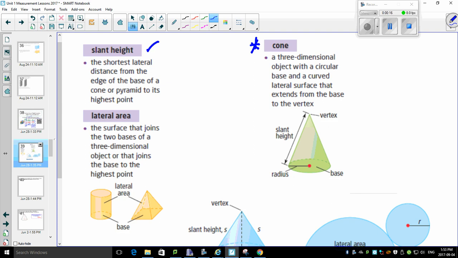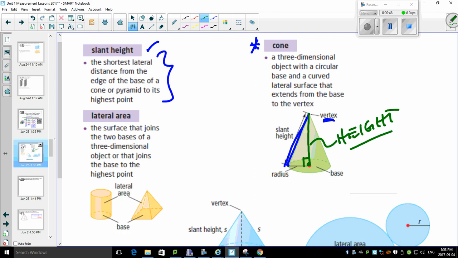And if you read this little thing, it says the shortest lateral distance from the edge of the base to the cone at the highest point. What does that mean? Basically, you're talking about being from the base here all the way up to its highest peak, known as the vertex. So we're looking at this slant height here. This is different from the actual height of the cone, because the actual height of the cone would start here on the bottom and go right up here, and that would form a perfect 90-degree angle with the base. That's the actual height of the cone. That's not the slant height of the cone. The slant height is we want to know what this edge is.